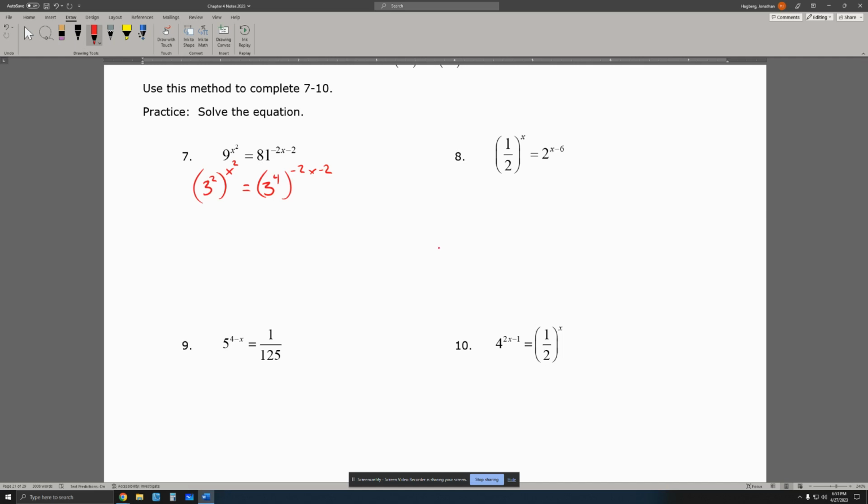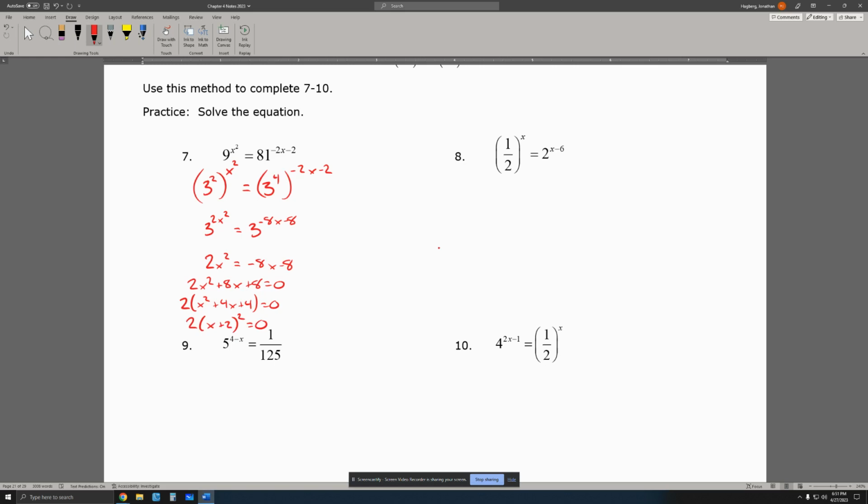Using the power rule, we get 3 to the 2x squared is equal to 3 to the negative 8x minus 8. And now that we've got that same base, we can set those powers equal to one another. 2x squared equals negative 8x minus 8. Setting this equal to 0, 2x squared plus 8x plus 8 is equal to 0. Then factoring out a GCF of 2, we get 2 times the quantity x squared plus 4x plus 4 equals 0. And this factors to 2 times the quantity x plus 2, quantity squared.